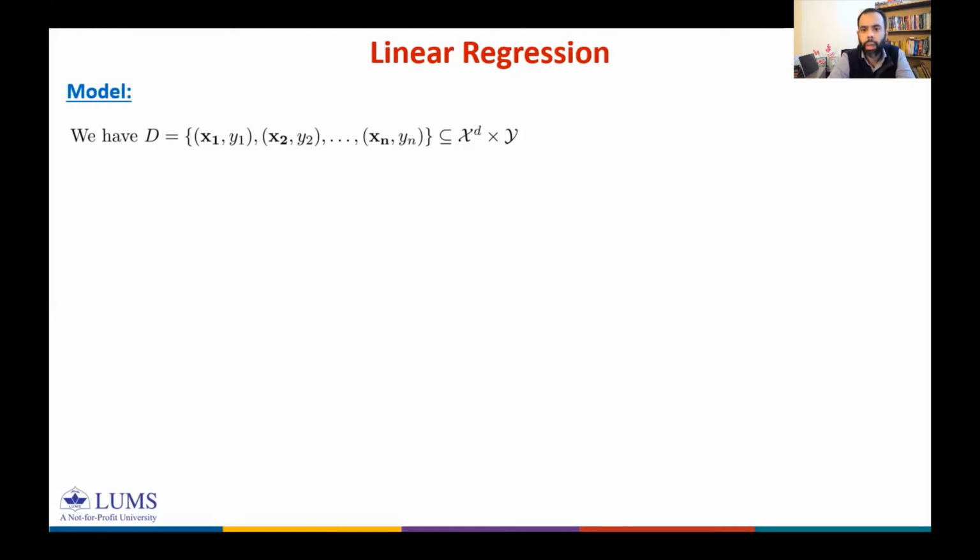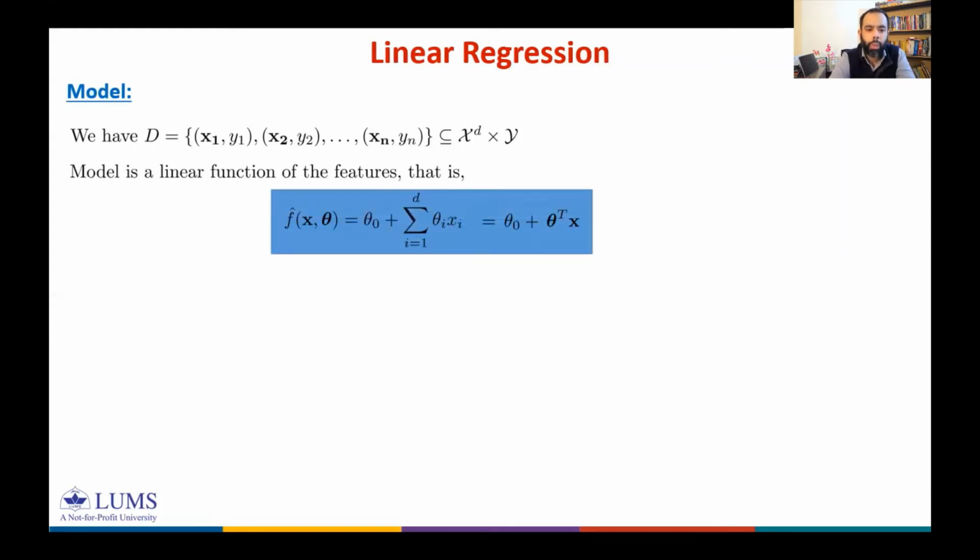In linear regression, we say we chose a model in which output is a linear function of the features. That means output y1 should depend on x1. x1 means the first feature of x1. I can call it x11, x12, and so on and so forth. So each of these inputs x is in a d-dimensional feature space.